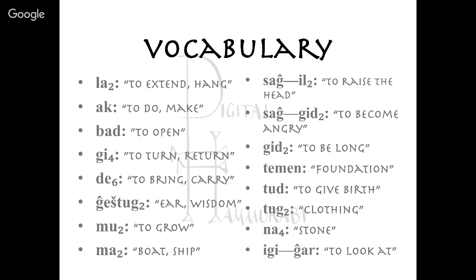Temen is a foundation. Tud is to give birth. Tug-tu is clothing. Na-for is a stone, and both tug-tu and na-for are used as determinatives. So they indicate that something, a noun that comes alongside it, is an article of clothing or a stone. And then finally, igi nyar, another compound verb, means to look at.